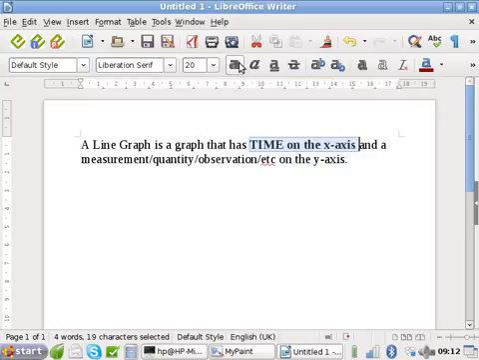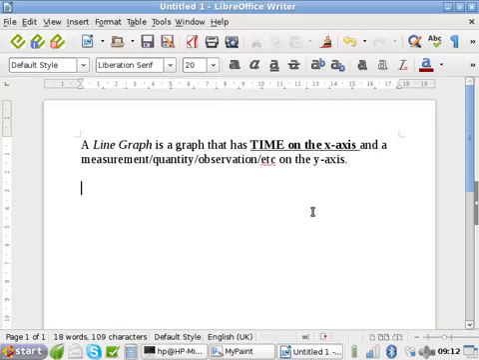I'm going to emphasize that. And it's so important, I'll say it 3 times, that time must be on the x-axis. This is what makes it, well, one of the things that makes it a line graph.